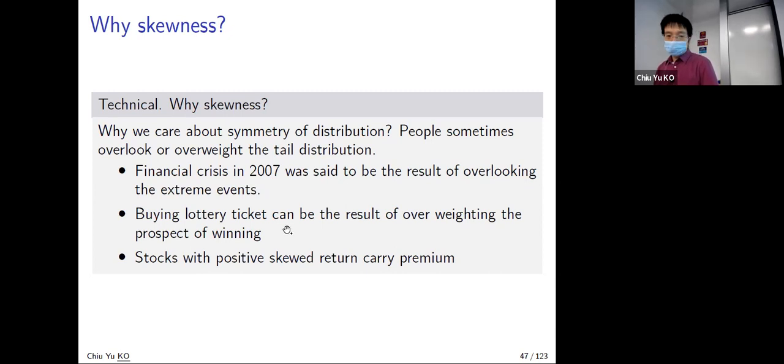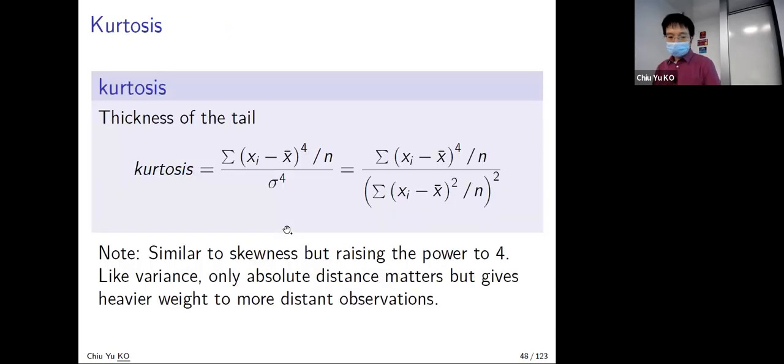So lastly, I want to talk about kurtosis. Don't worry, you can see this formula again, and it looks crazy. But if you know the skewness formula, it's just this 4 changed from 3. This is just 3 to 4. Nothing deep, just 3 to 4.